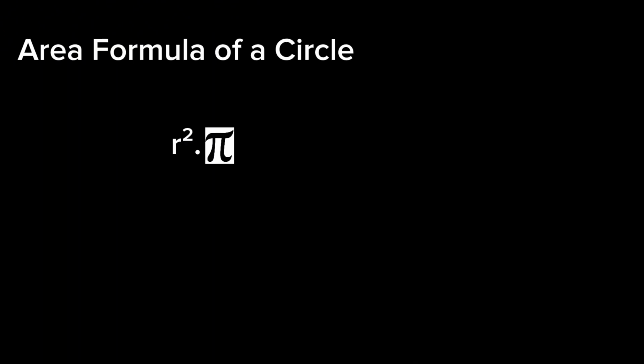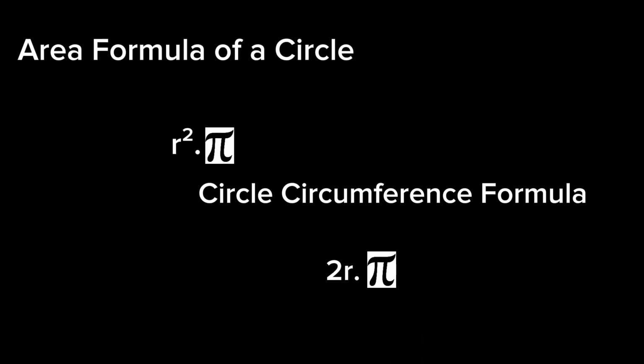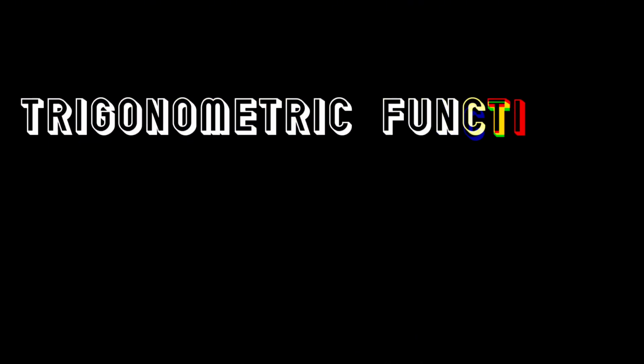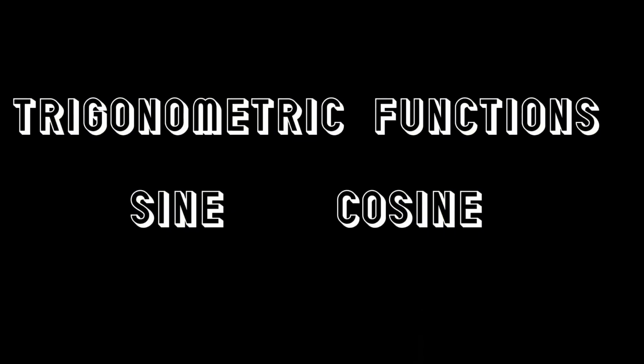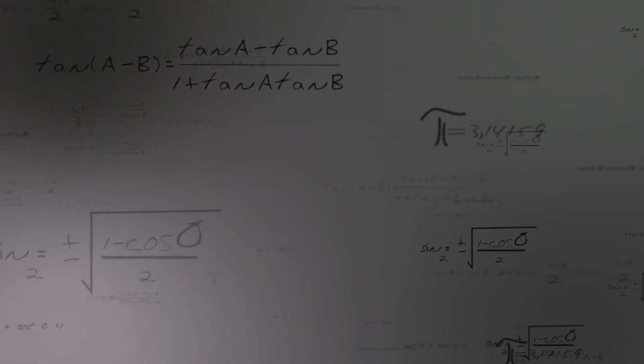How does pi affect math so much? In geometry, pi is used in the formulas that calculate the area of a circle. Trigonometric functions such as sine and cosine also rely on pi. The periodic nature of these functions is defined by angles measured in radians, where one full rotation equals 2 pi radians. In this video, we explain the effects of pi, its importance, and the history behind it.